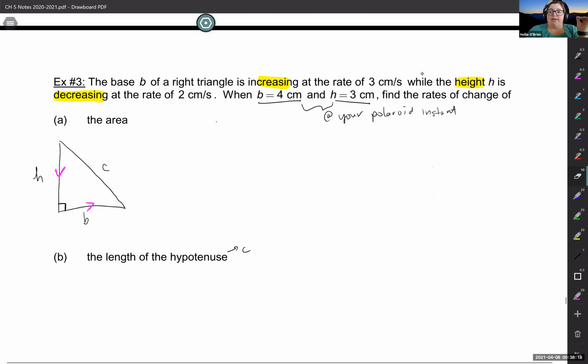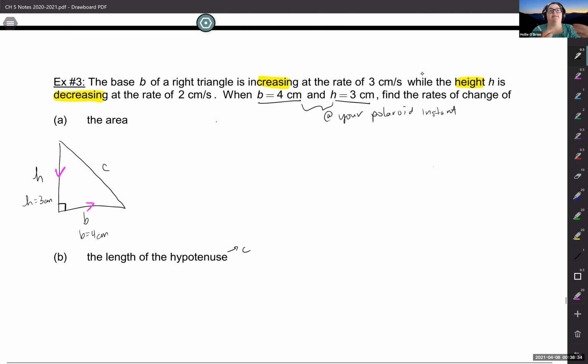So at our Polaroid instant, at the moment we want to know what's the rate of change, that's when the base is going to be 4 centimeters, and that's when height is 3 centimeters. Now, the height is not constant. It's not always going to be 3 centimeters, right?